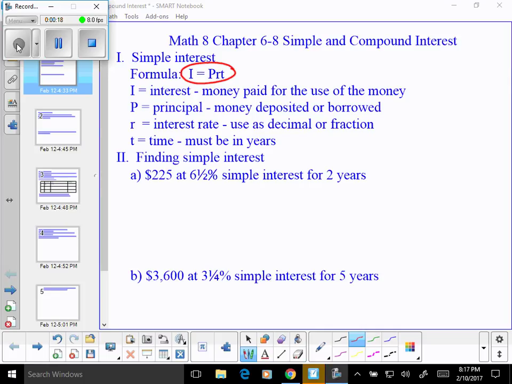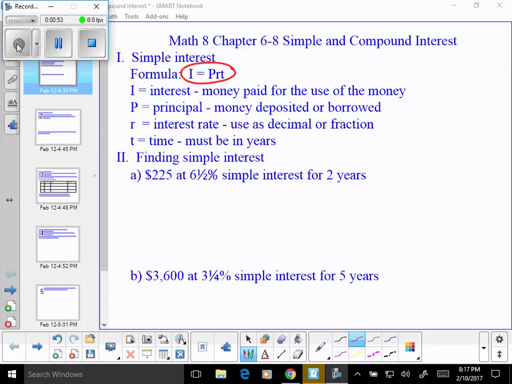I equals PRT. I stands for the interest. This is the money that is paid for the use of the money. If, for example, I would take out a loan, the bank, or the credit union, is going to charge me a percentage of that money as the charge for using it, because I have use of the money, so I have to pay back a little more than what I borrowed, because I'm telling them, hey, I appreciate being able to use the money.